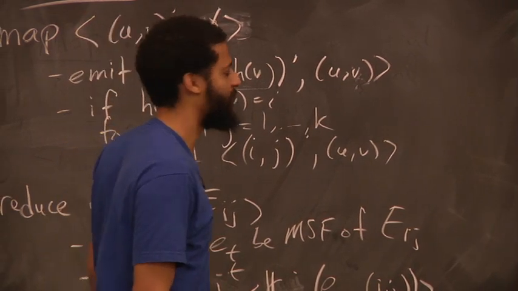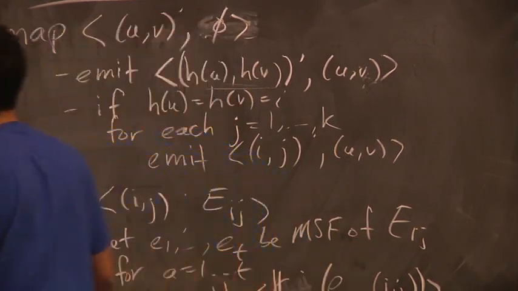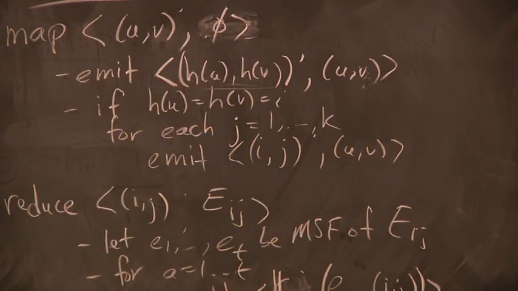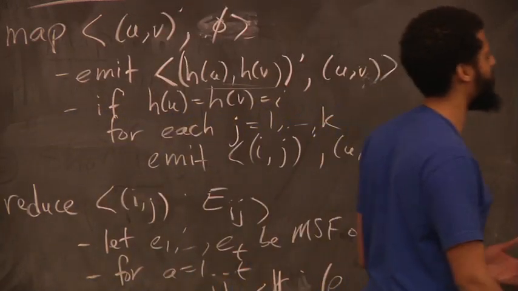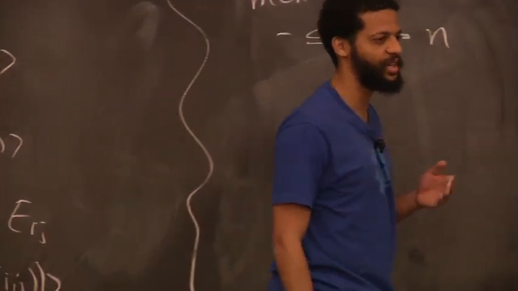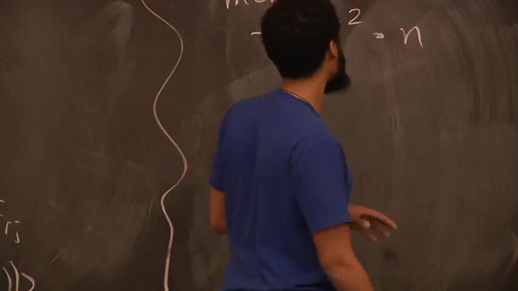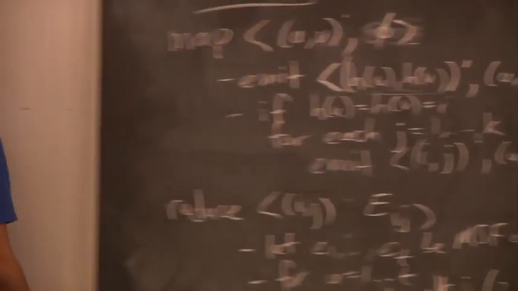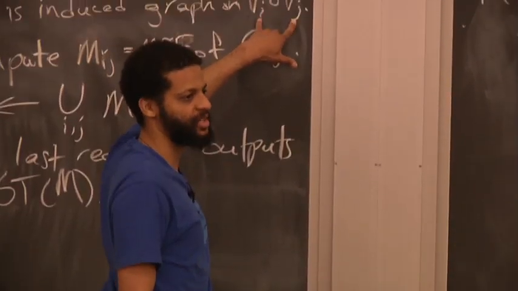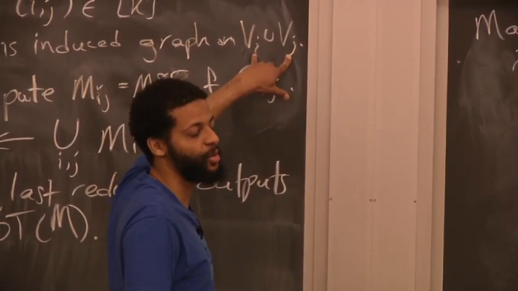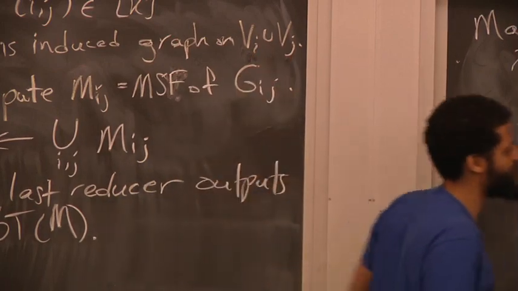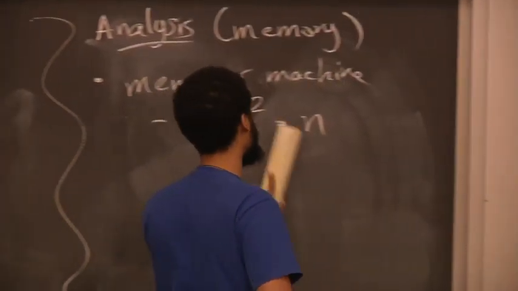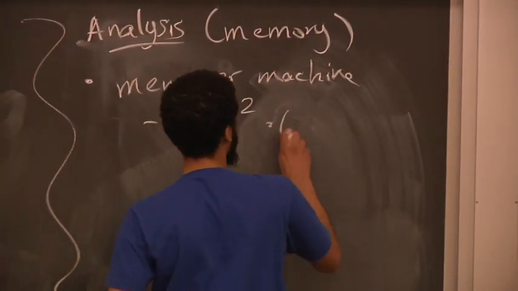Oh yeah, good point. That's a very good point. So the total size of a spanning forest is at most number of vertices minus 1, let's say at most number of vertices. And as you pointed out, the number of vertices in Gij is, with high probability, something like 2n over k, at most big O of n over k. So it's actually something like k squared times big O of n over k.